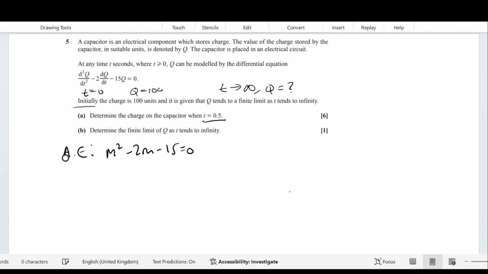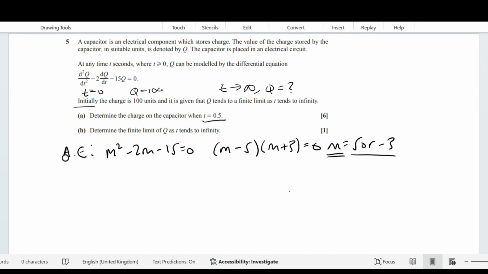And then I'm going to solve this quadratic. So first I'm going to factorize, and it's going to be m minus 5, m plus 3 equals 0. So this would give us that m is equal to 5 or minus 3. Then we're going to use this value of m, the solution, to put it back into a general solution. So here we know that there are two real roots that are given from this quadratic. So then we're going to use the general solutions that we know.